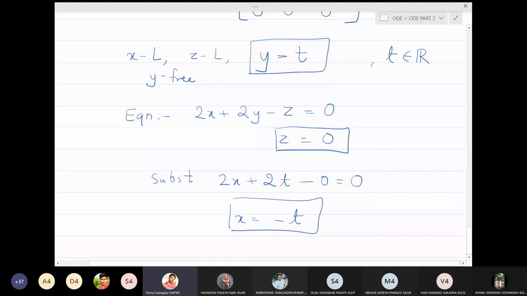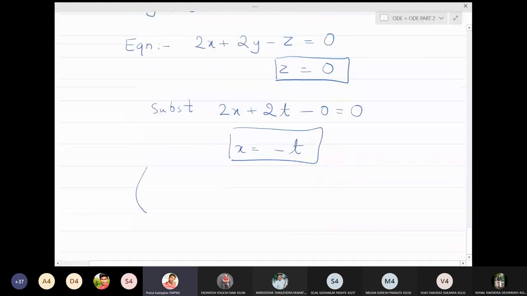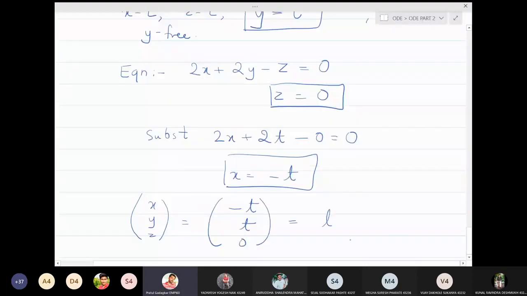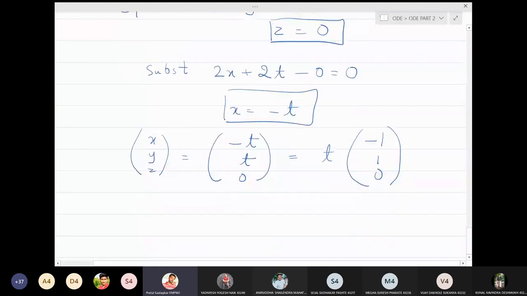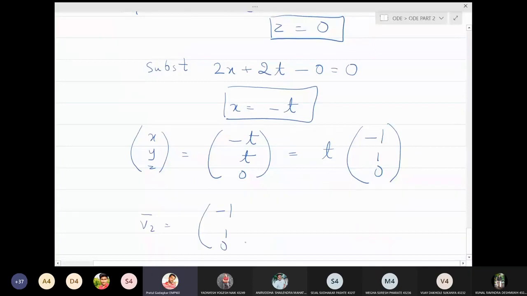Therefore my vector x, y, z becomes minus t, t, 0. When I pull out a t, I get minus 1, 1, 0. So the eigenvector for the second eigenvalue is minus 1, 1, 0, corresponding to the eigenvalue minus 1.